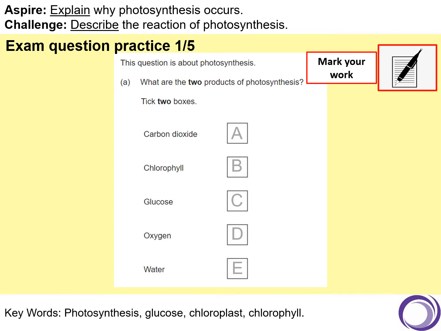Okay guys, so a quick quiz now. So this first question is an exam question. All these are exam questions. And it says, what are the two products of photosynthesis? And is it A, B, C, D, or E? So you need to choose two of those that are the products of photosynthesis. I'm going to give you 15 seconds to write down your answer. Off you go.